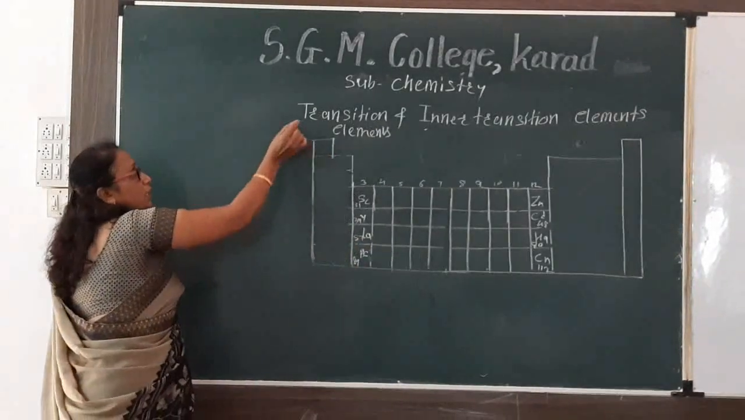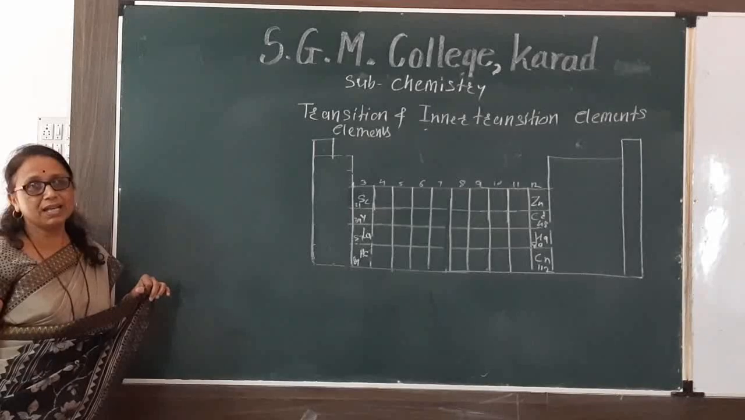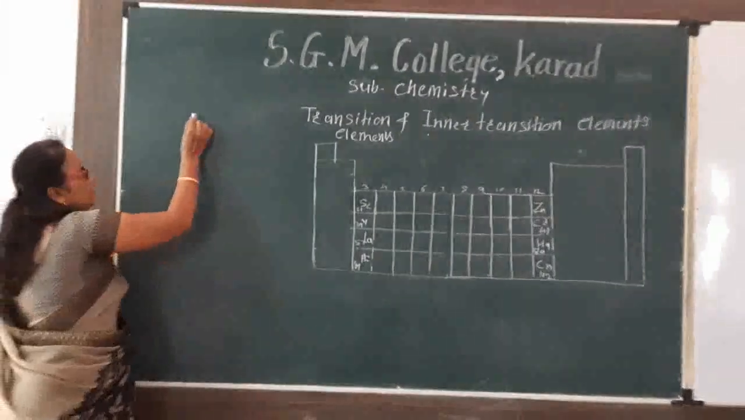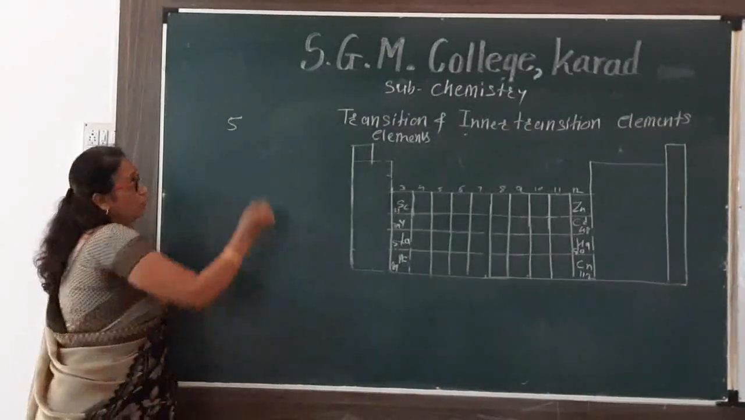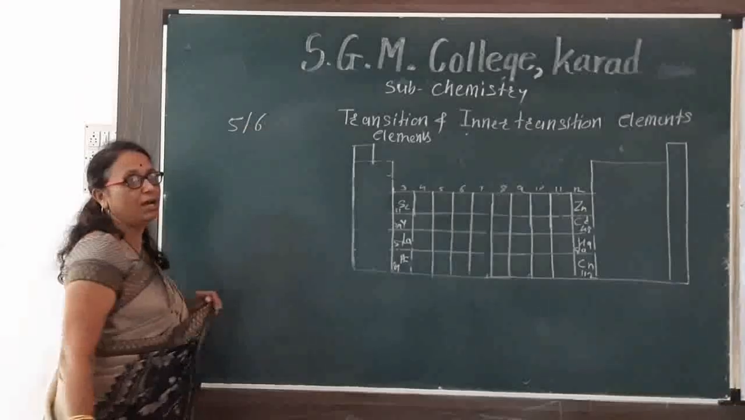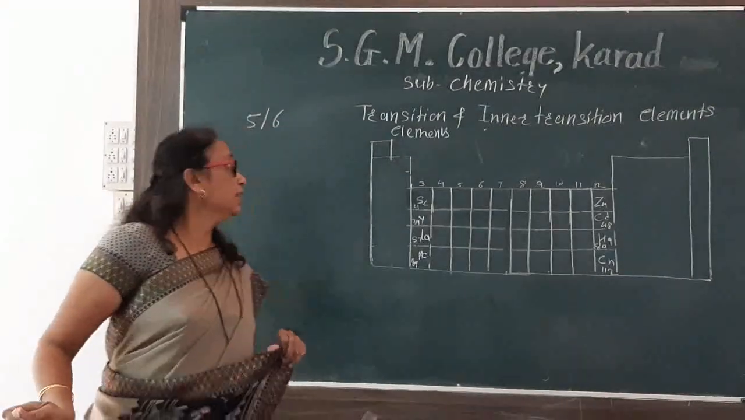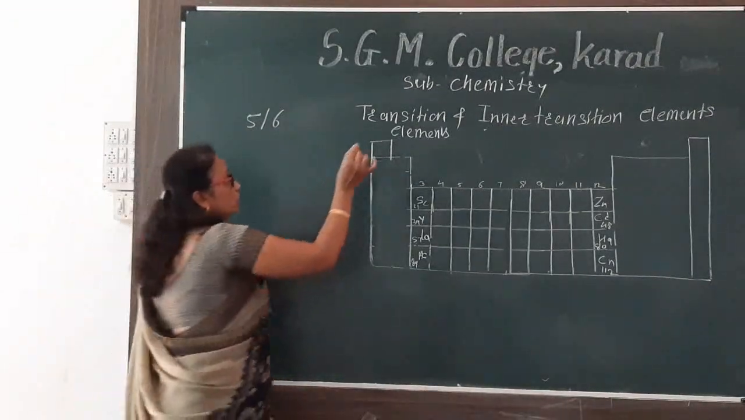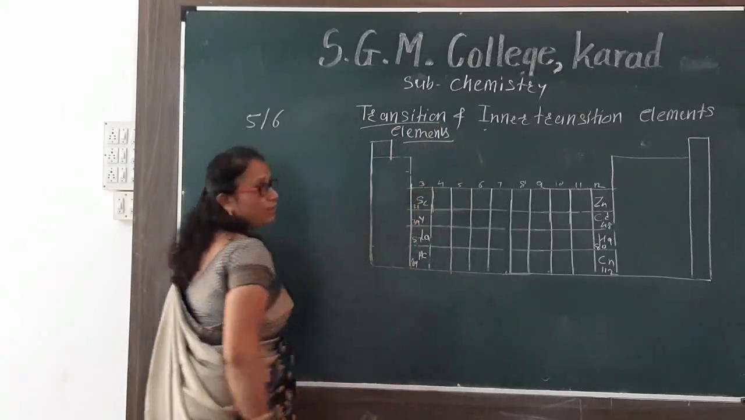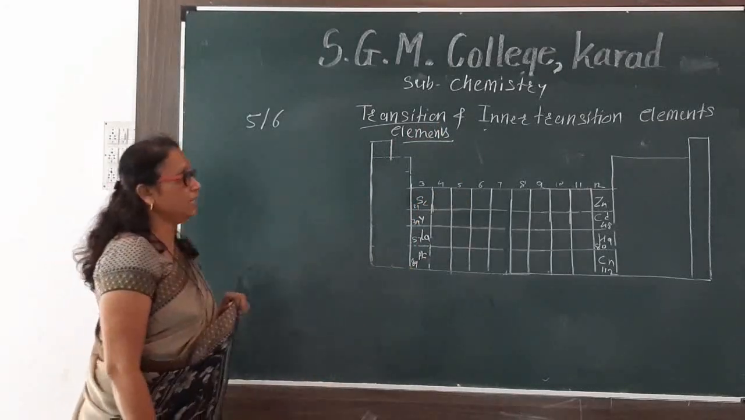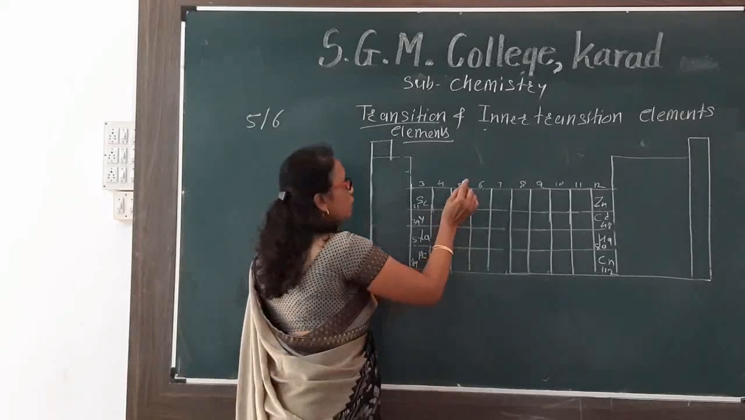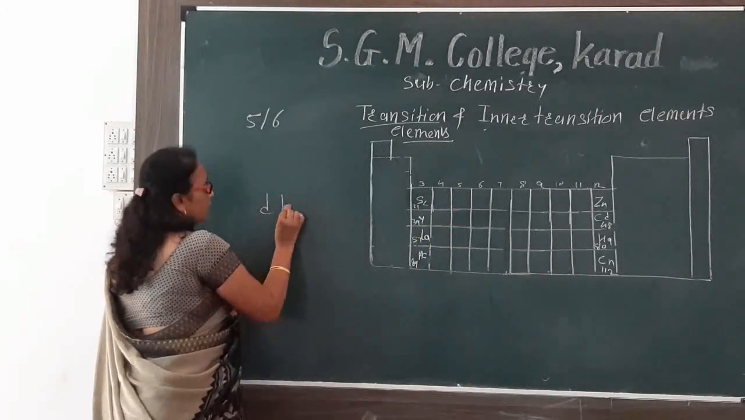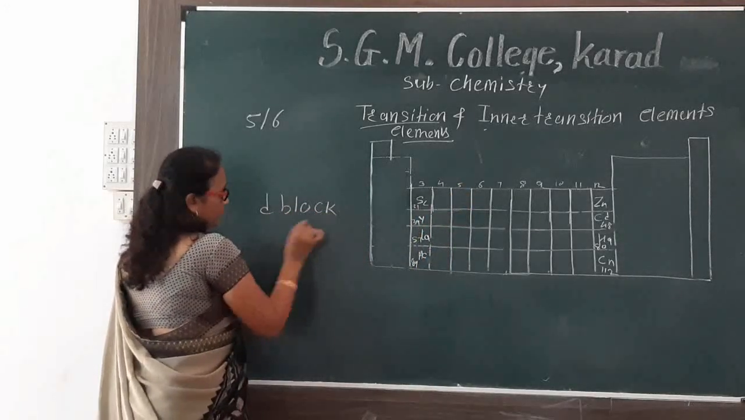This is a new topic for Maharashtra State Board. Compulsory marks 5 and marks with option are 6. First we are going to start the transition elements. These transition elements are also called the d block elements.